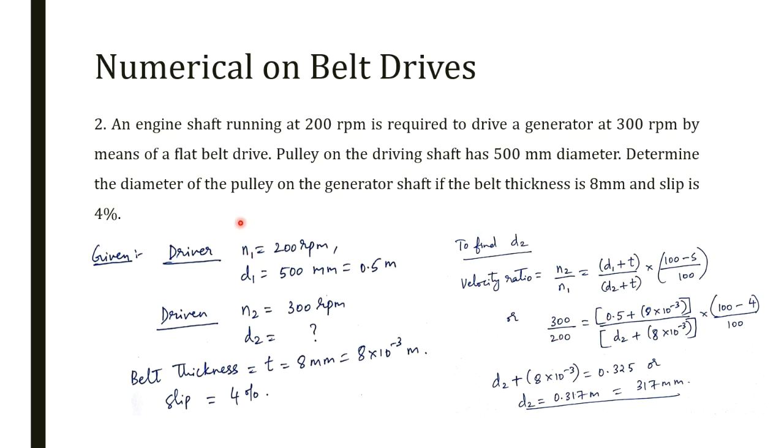So next, numerical. An engine shaft running at 200 rpm is required to drive a generator at 300 rpm. So by this you can identify what is driver and what is driven. So this is the driver, 200 rpm, and then driven is a generator shaft which is driven at 300 rpm by means of a flat belt drive. Pulley on the driving shaft has 500 mm diameter. So that means they have given the diameter of the driving shaft, which is 500 mm.